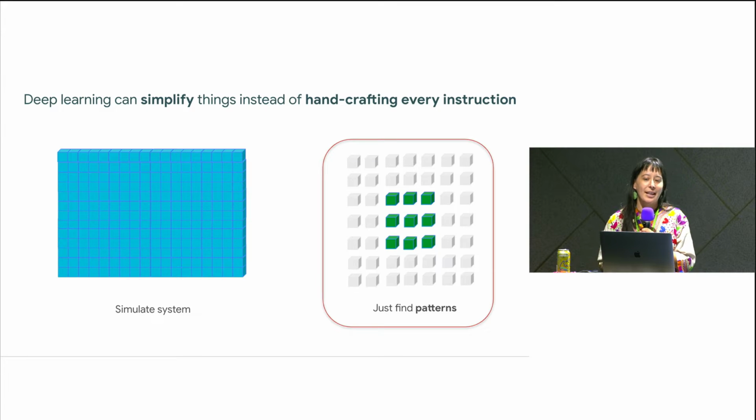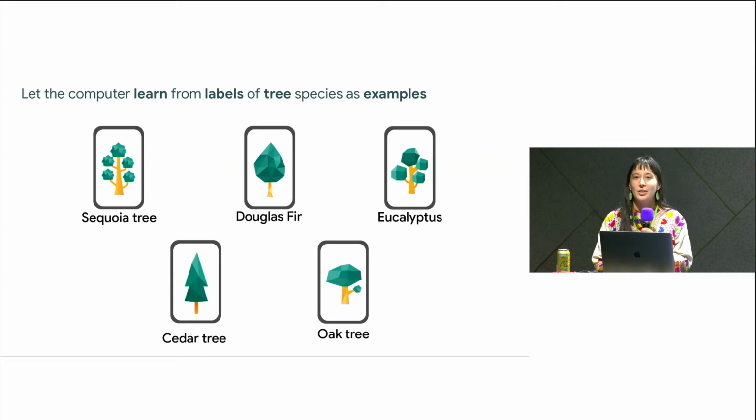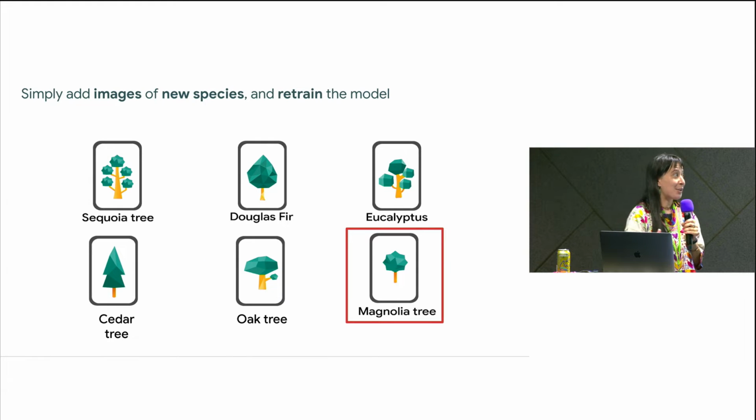But with deep learning, you can really simplify things because you don't have to handcraft every single instruction. Based on that same example, you can give a computer images with tree species labels and let it learn from those examples. When you need to add a new tree species, you just give it new images and retrain your model for that species.